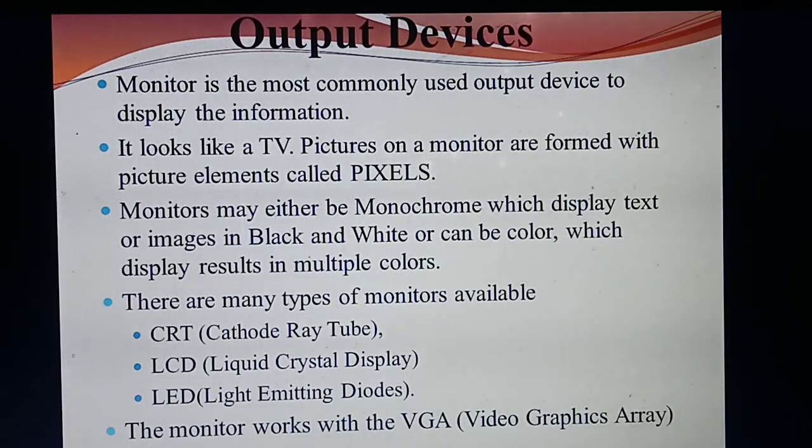Using this VGA you can see a lot of pictures in a colorful format. What's the most common output device? Monitor is the most common output device. This monitor looks almost just like a TV. It is made of picture elements. What's the name of the picture element? Pixel, a one mark question. The monitor can be either monochromatic or multicolor. What do you mean by monochrome? It will display the images in black and white. Sometimes it will display in multiple colors.